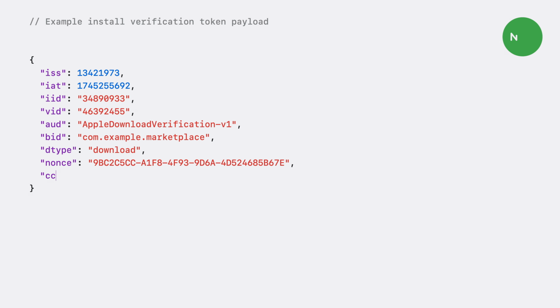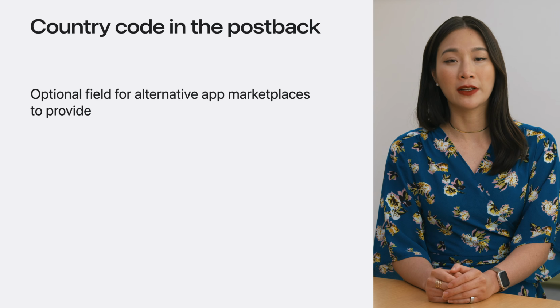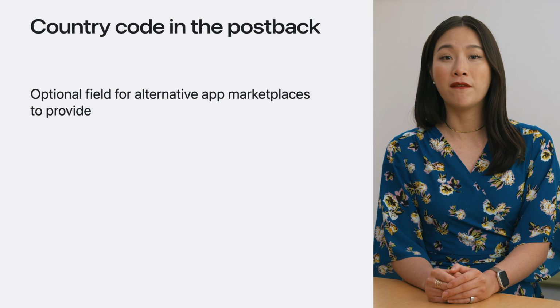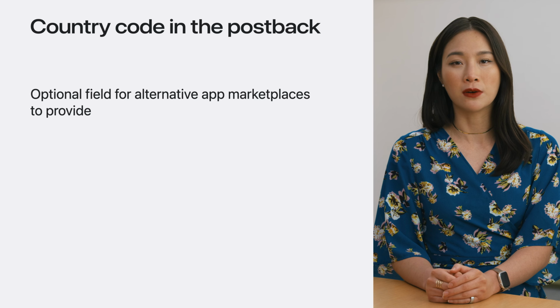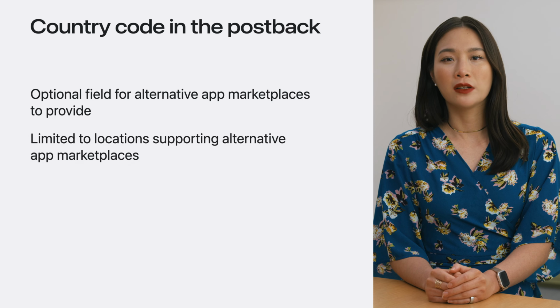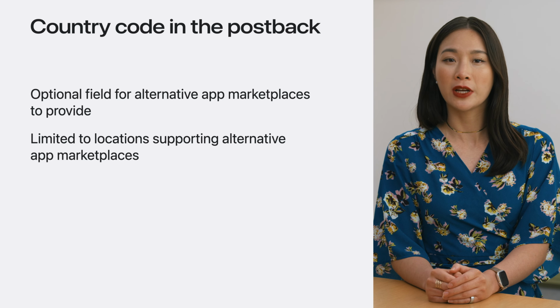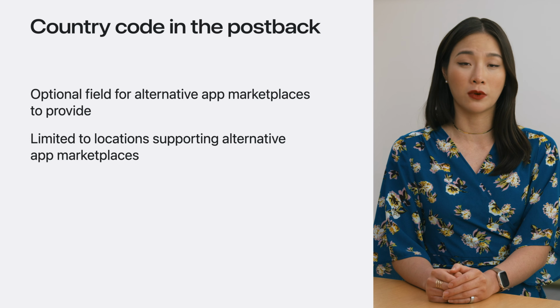Starting with the new iOS version, alternative app marketplaces provide a new field for country code in the install verification token payload. Sign it and send to Apple. Then Apple will validate the value and populate the postback country code field with the code. The country code is an optional field in the install verification token. If the system cannot find the country code in the install verification token, then there will be no country code in the postback. Note that the country code value for conversion via alternative app marketplaces is limited to the locations where alternative marketplaces are supported.